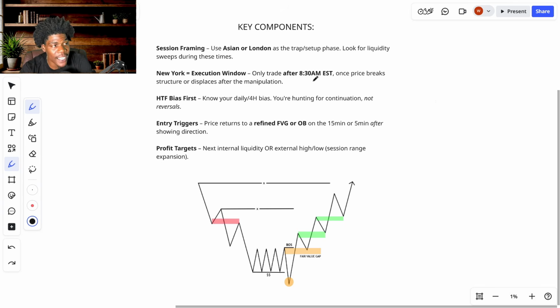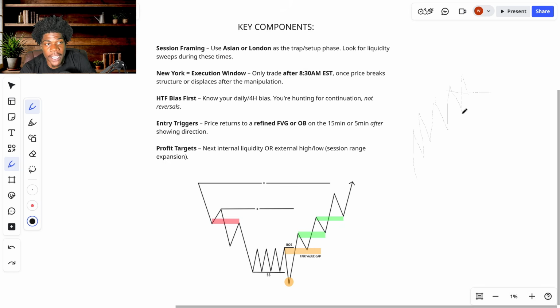Point number 3 is that we have to figure out our higher time frame bias first. We have to know our daily and 4-hour bias. We're hunting for our continuation, not a reversal. Once we figure out the 4-hour, if the 4-hour is in an uptrend, as you can see here, all I'm looking for is for price to give me a pullback, mitigate a certain zone, to then catch that continuation to that prior 4-hour high. This right here is our continuation model.